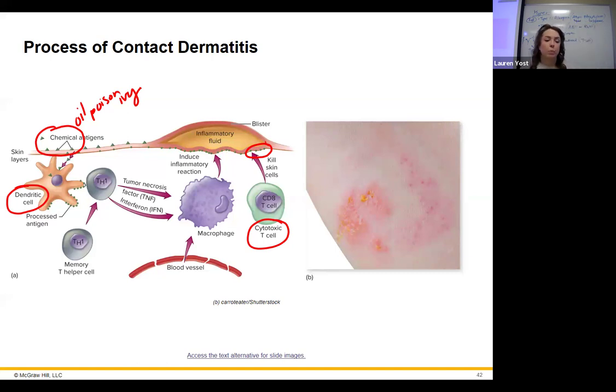So the reason you get blisters, the reason you get oozing, the reason it gets so inflamed and you get such a bad reaction to this, instead of just like hives, is because we're actually literally killing the cells here. Okay? So that's why we'll see the development of that fluid.